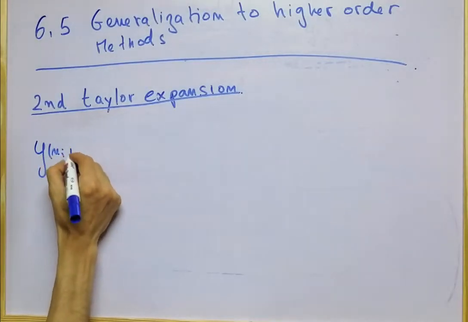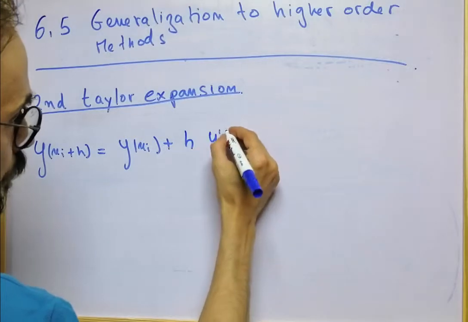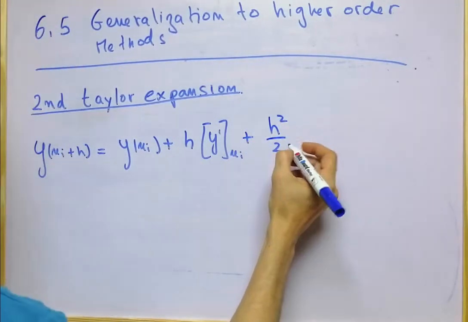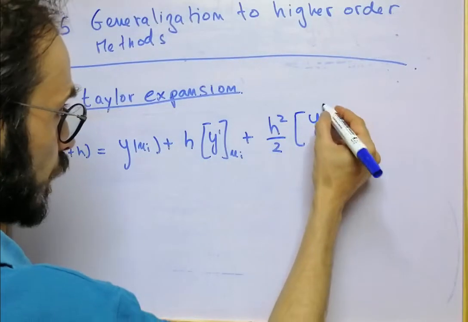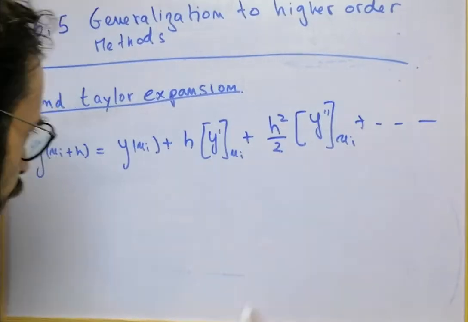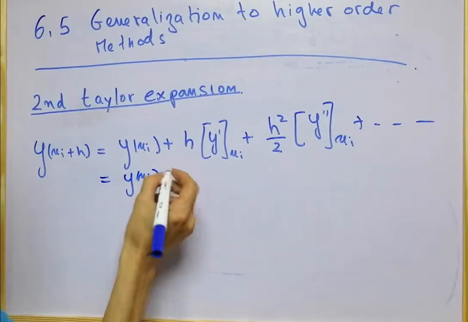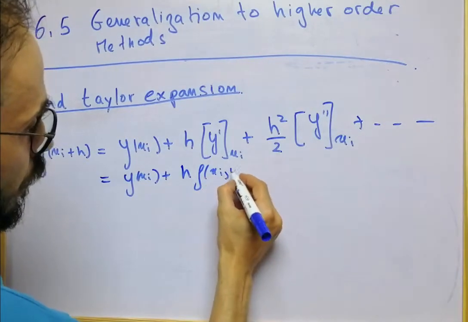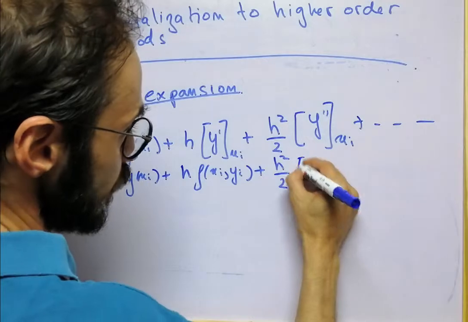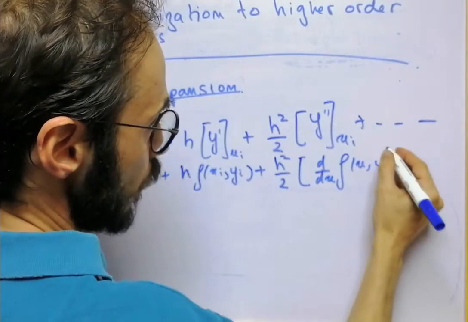y of xi plus h is equal to y of xi plus h y prime at the point xi plus h squared over 2 y second at the point xi, etc. Now we're going to retain just this second order term. Of course, y prime is f of xi yi, as we know. So h f of xi yi plus h squared over 2 times d over dx of f of x y at the point xi.